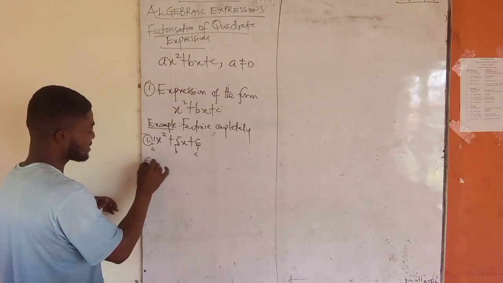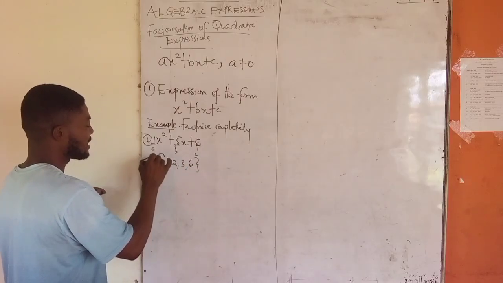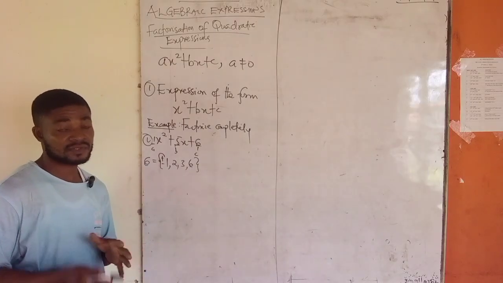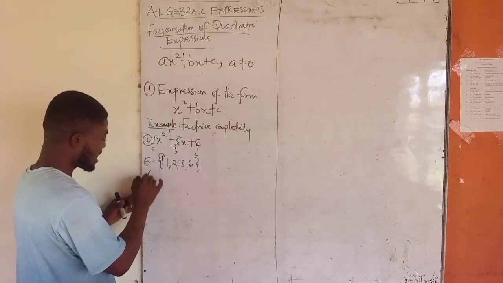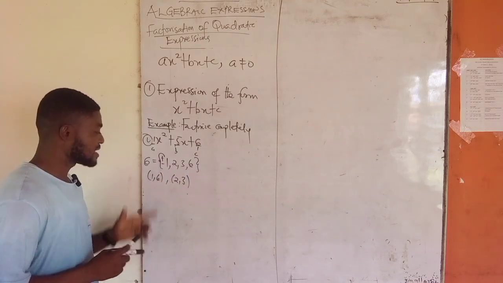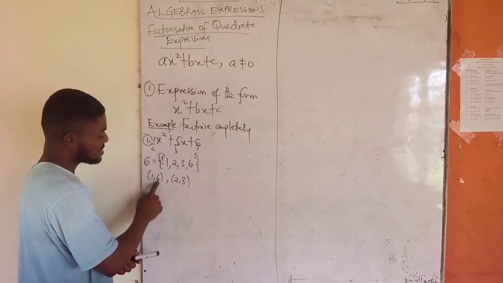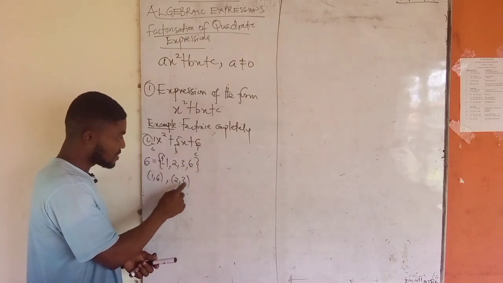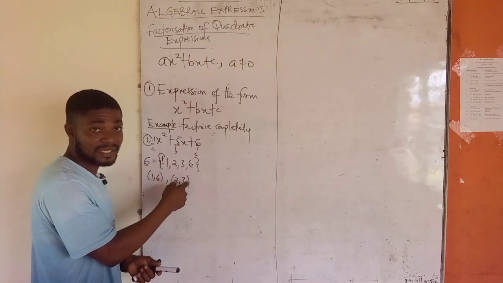So factors of 6, I have 1 here, 6 here, 2 here, 3 here. And mind you, all these factors are plus or minus. I can put them in pairs now. I have 1 and 6, and 2 and 3. These are the 2 pairs of factors of 6. When I multiply 1 by 6, I get 6, but when I add 1 to 6, I get 7. When I multiply 2 by 3, I get 6, and when I add 2 to 3, I get 5. So the pair of factors I'm supposed to use is 2 and 3.